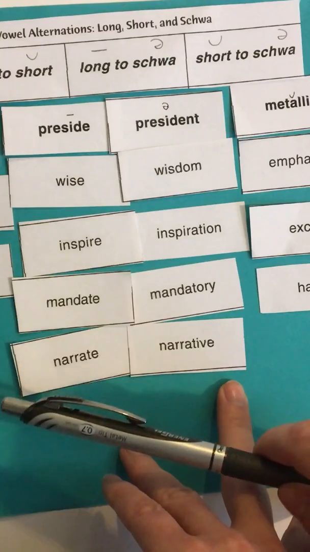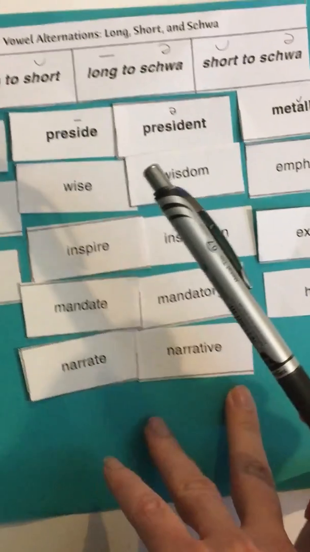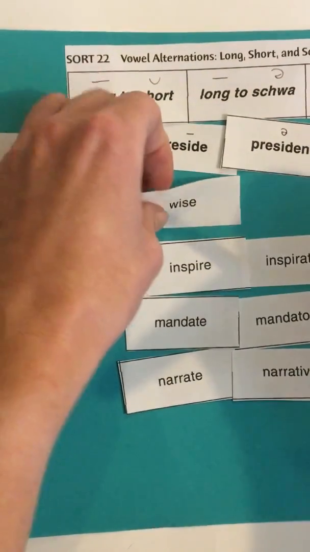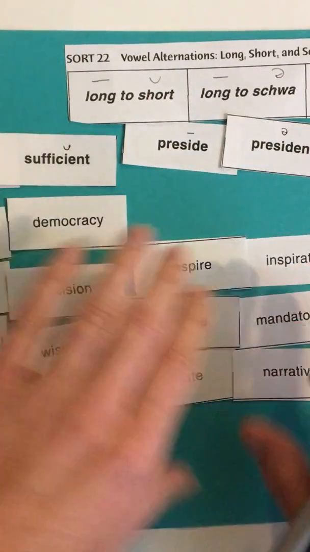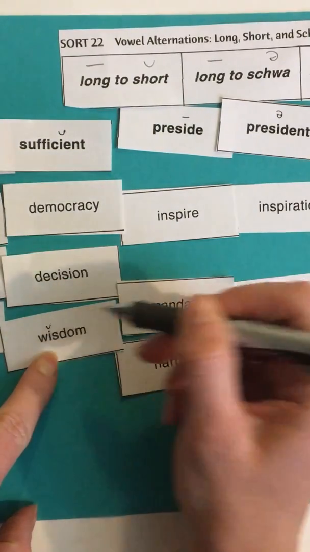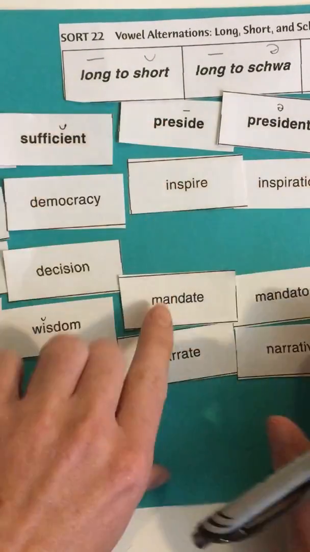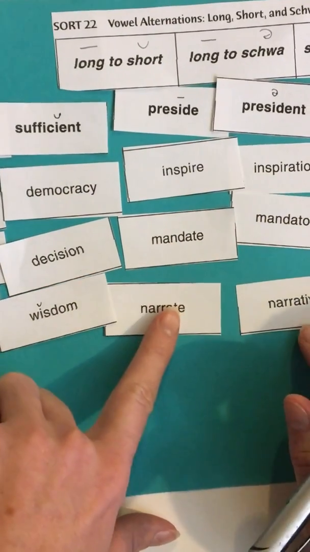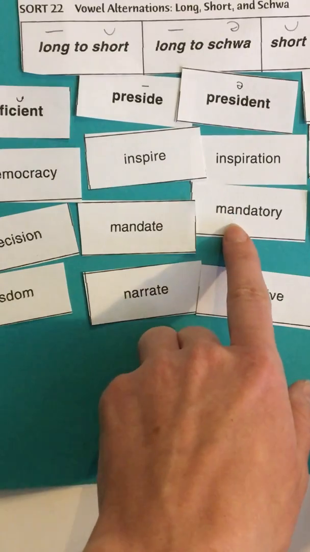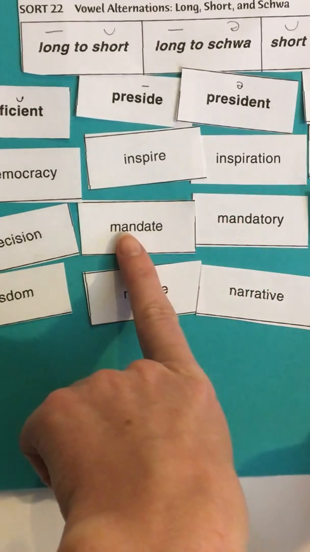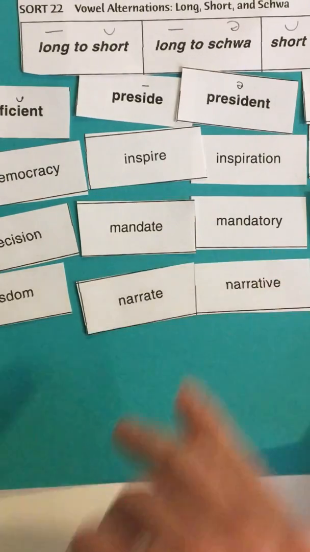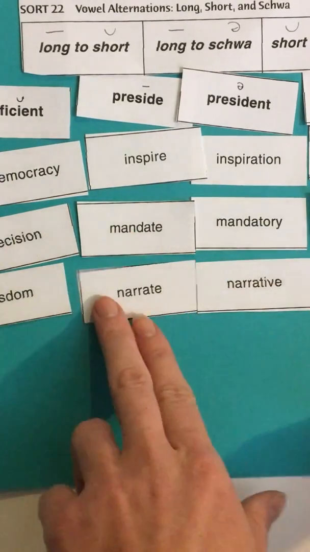Wise and wisdom, you can see how those go together. Oh, and they're actually in the wrong place. Wise and wisdom. Good thing I'm checking that. We have a long vowel into a short vowel. Wisdom and wise. Oh, look, they're all the same. Inspire, inspiration, mandate, mandatory. It means you have to do something. A mandate is like a law. Mandatory meaning you have to do something. It's mandatory to do your sort.